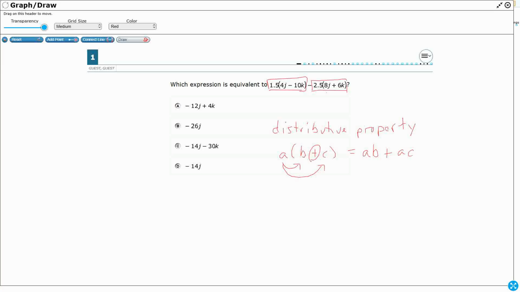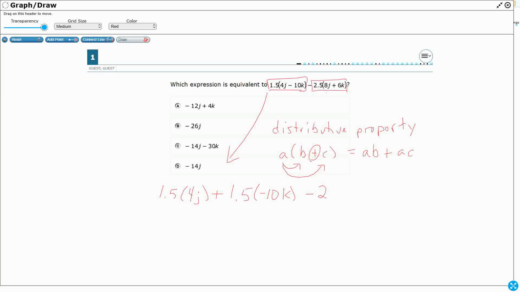So let's distribute it out, and let's just make it one big distributive image here. So I'm going to do 1.5 times 4j, and then 1.5, or actually we can do this. We can do plus 1.5 times negative 10k. We just need to put the minus somewhere. We could do a minus, but it really is not a negative 1.5. So I'll just keep that as a negative 10k. And then I want a minus.